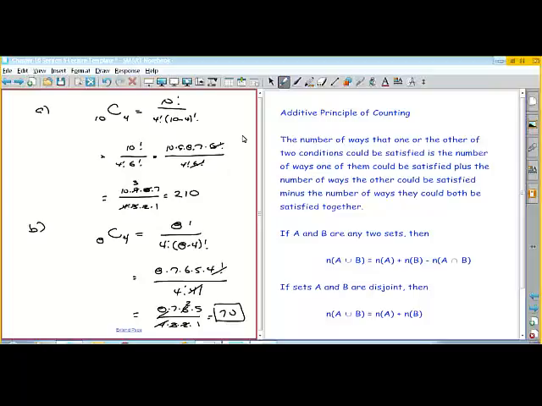The second one is what's called the additive principle of counting, and it says the number of ways that one or the other of 2 conditions could be satisfied is the number of ways that one of them could be satisfied plus the number of ways the other could be satisfied minus the number of ways they could both be satisfied together. You might think you just add them together. But if we look at it from a set perspective, visual, you'll see why that's the case.